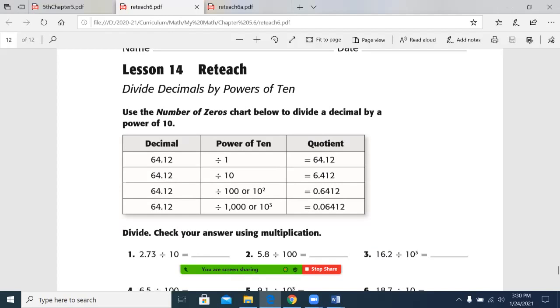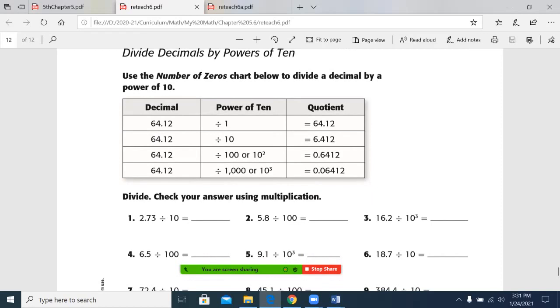Start at 64.12 divided by 1 is 64.12. Very similar to the identity property in multiplication. So now we divide by 10. There's 1 zero. So we end up going from after the 4, back 1 space to after the 6. 100 or 10 squared, we're going to go 2 spots to the left, annex a 0, and we have 0.6412.